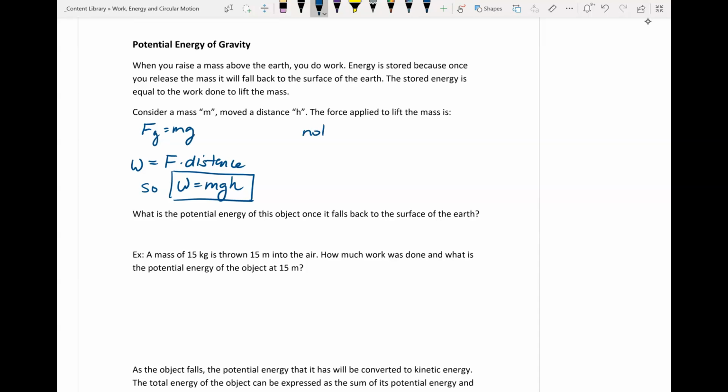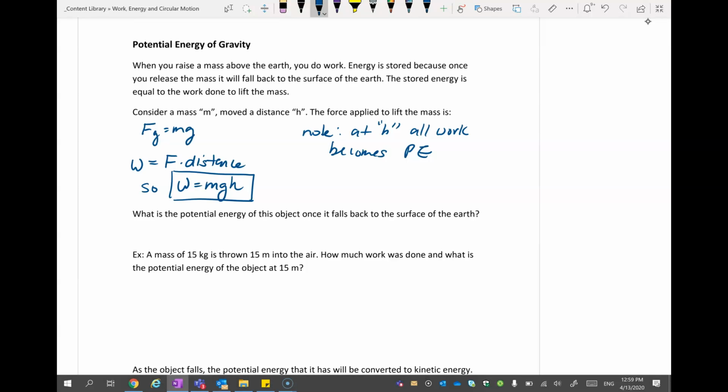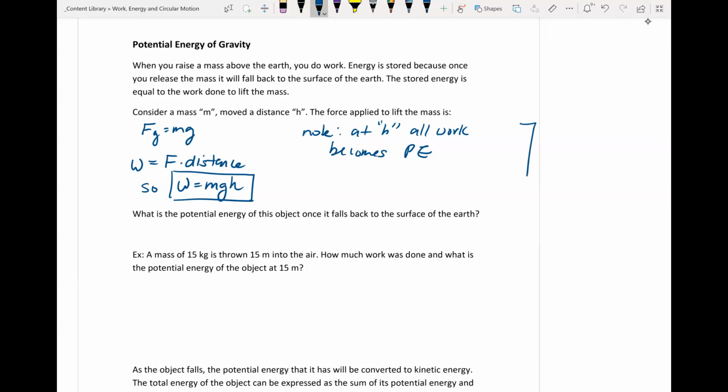Just as a side note here, at h, all work becomes potential energy. So when we're talking about, let's say, a cliff here, and you're releasing a ball from this cliff, at that point, this is all potential energy here, because it wants to fall down.